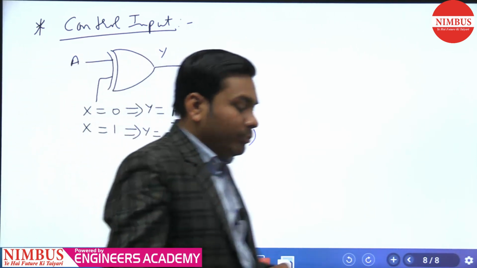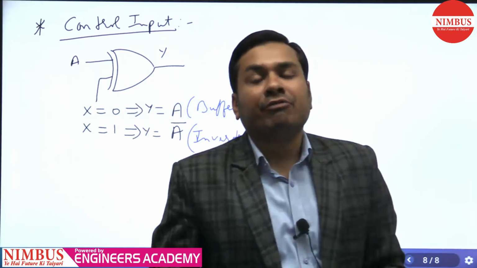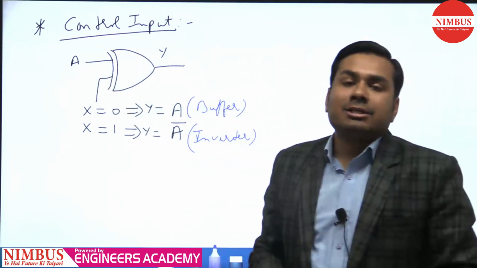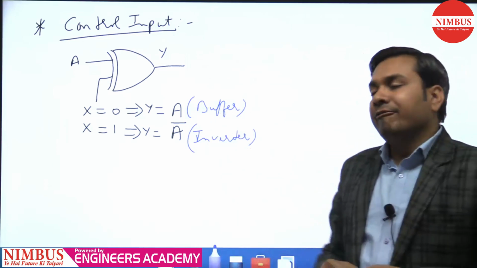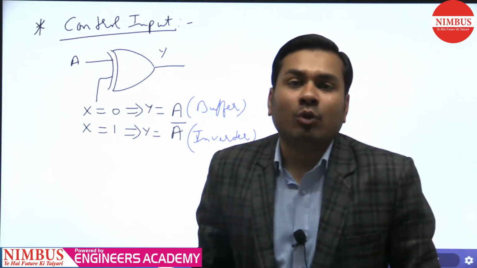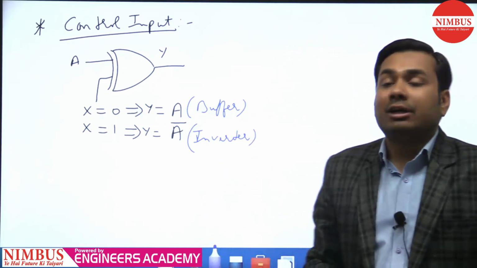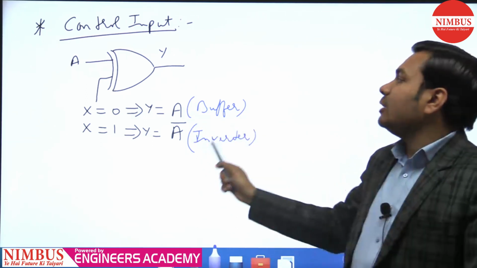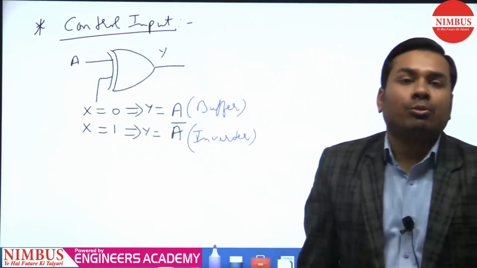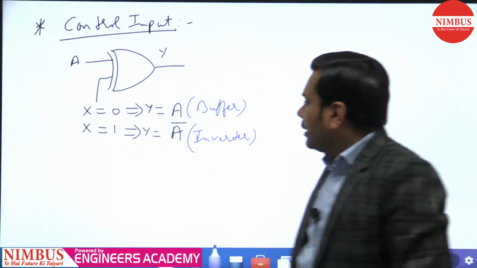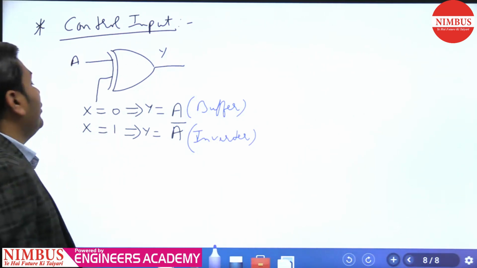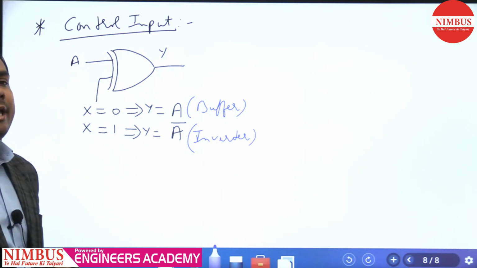For control input 0, the XOR gate acts as a buffer. That means the input applied here is transmitted to the output at the same level, Y equals A. When we have control input 1, the XOR gate acts as an inverter, that is Y equals A bar. That means we get the complemented input at the output. So for the XOR gate, with control input 0, output Y equals A, and with control input 1, Y equals A bar.